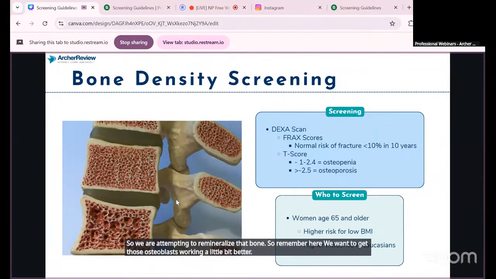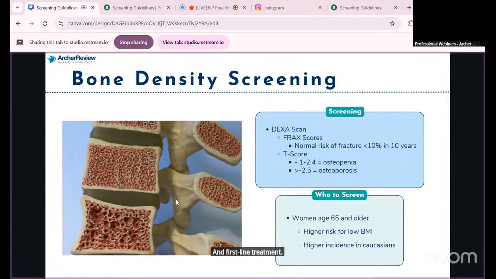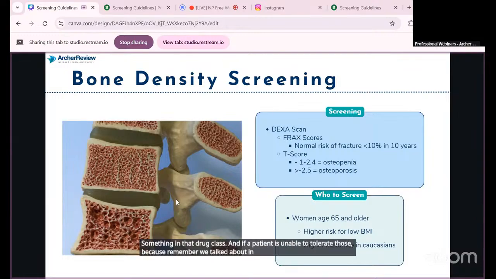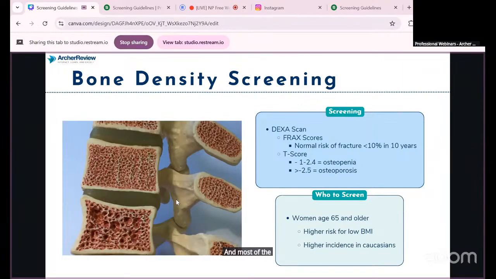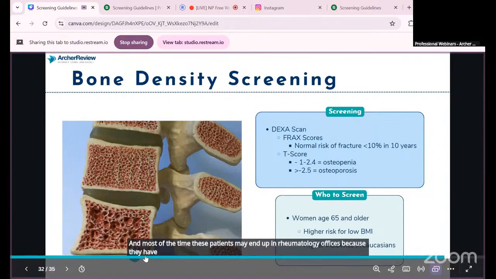And first line treatment, of course, is going to be the bisphosphonates, i.e. Fosamax, something in that drug class. And if a patient is unable to tolerate those, because remember we talked about in the last question, they have to sit up straight, they have to take it on an empty stomach, they're going to take it once a week, then we can consider those IV meds, injectables, and most of the time these patients may end up in rheumatology offices because they have a more severe case of osteoporosis.